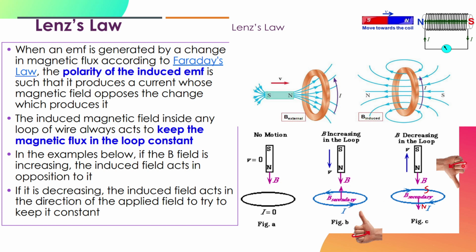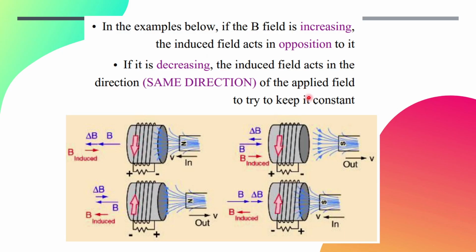Now by using your right hand grip rule, your thumb must be pointing to north pole, which is downward. So put your right hand downward, and then look here, your other fingers must be curled in this direction, which is clockwise direction. Good. Here we have another diagram to explain Lenz's law.